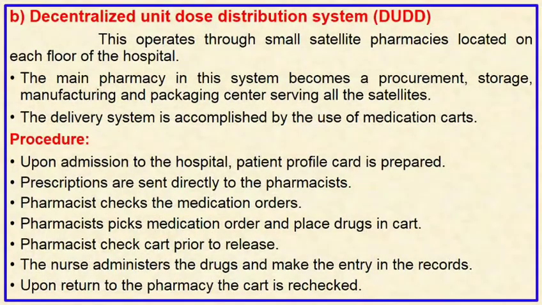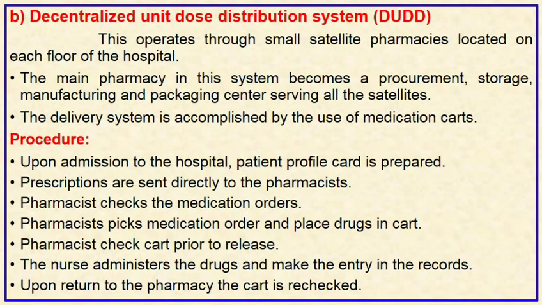Second is the decentralized unit dose distribution system. This operates through small satellite pharmacies located on each floor of the hospital. The main pharmacy in this system becomes a procurement, storage, manufacturing, and packaging center serving all the satellites. The delivery system is accomplished by the use of medication cards.